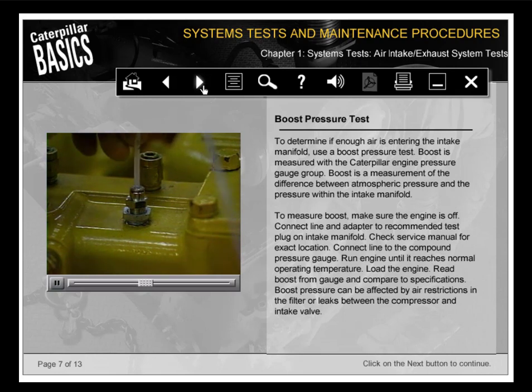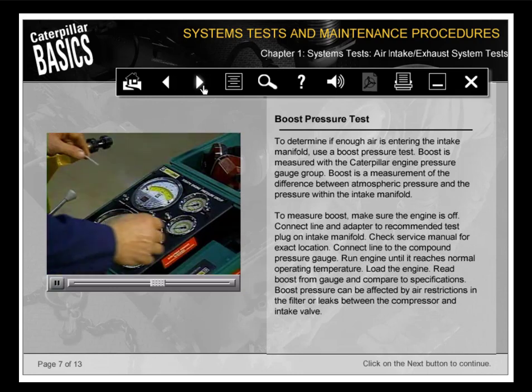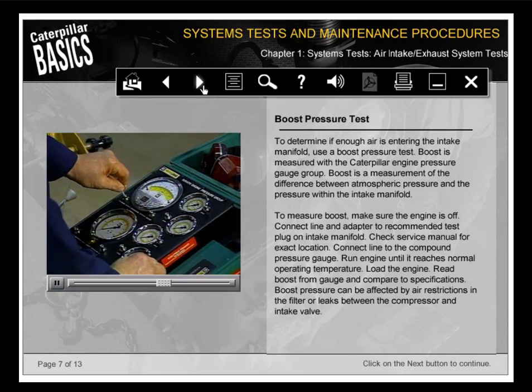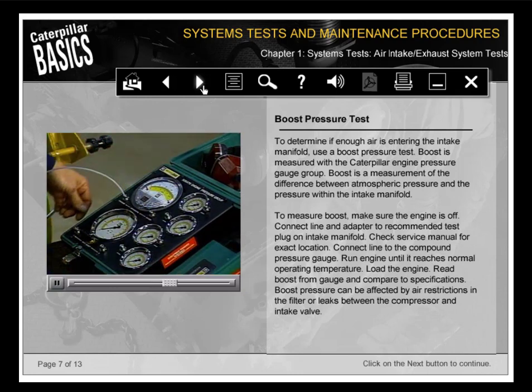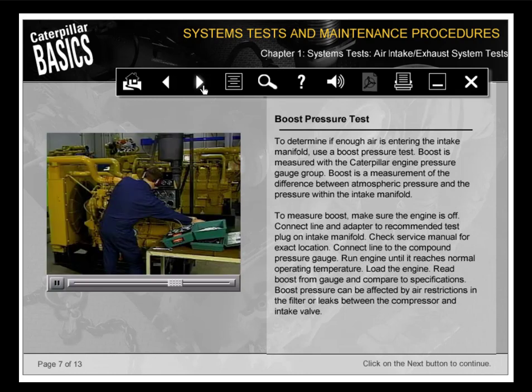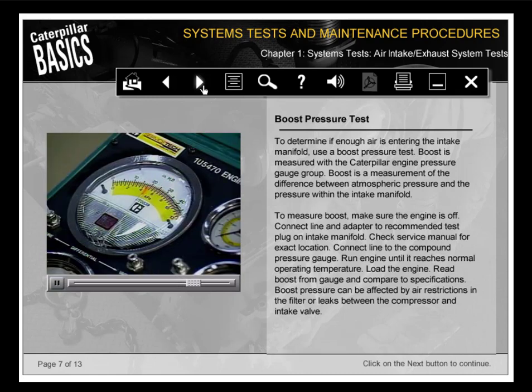Connect line and adapter to recommended test plug on intake manifold. Check service manual for exact location. Connect line to the compound pressure gauge. Run engine until it reaches normal operating temperature. Load the engine. Read boost from gauge and compare to specifications.